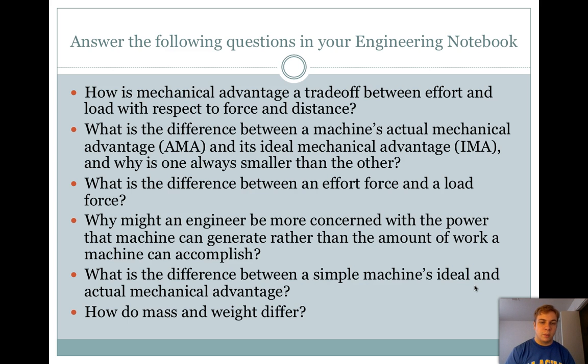Why might an engineer be more concerned with the power that a machine can generate rather than the amount of work a machine can accomplish? What's the difference between a simple machine's ideal and actual mechanical advantage? And how do mass and weight differ?